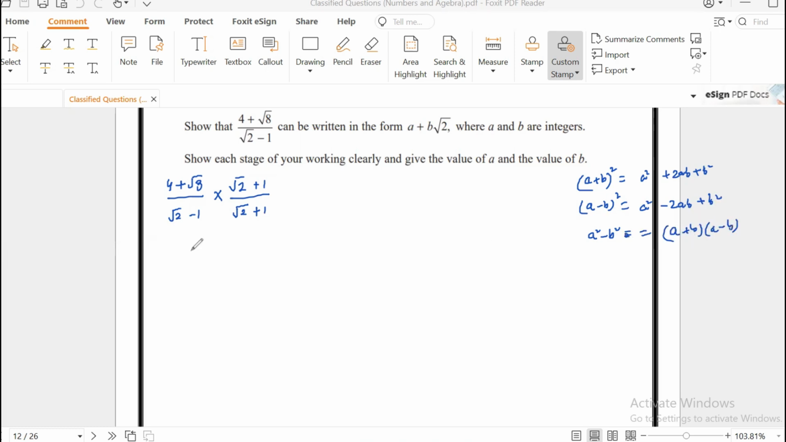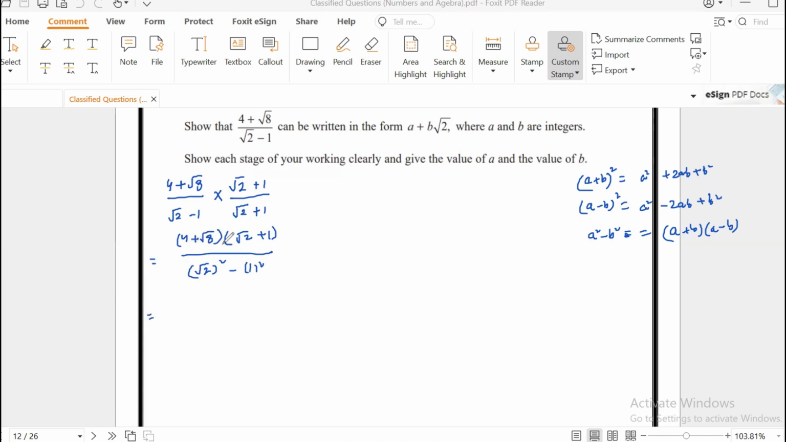So we will see here, once you multiply, it is (4 plus square root of 8), bracket close, bracket open, (square root of 2 plus 1) over. Here you can apply the formula of (a minus b)(a plus b). That means square root of 2 whole square minus 1 square.